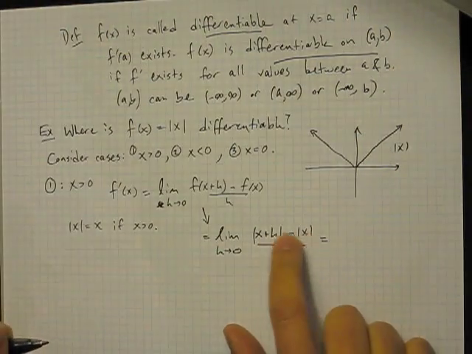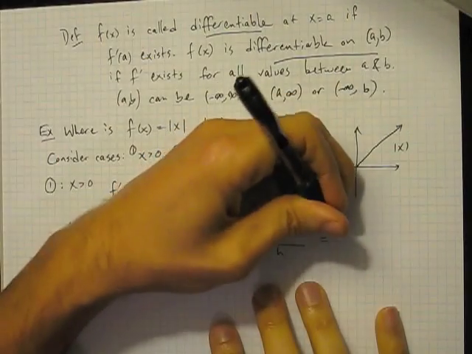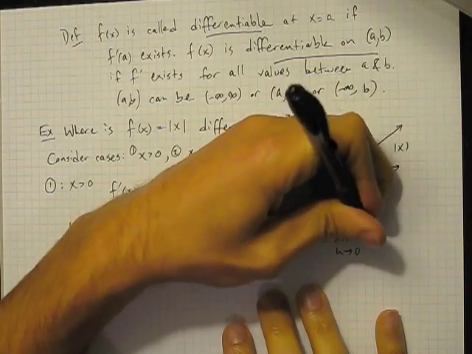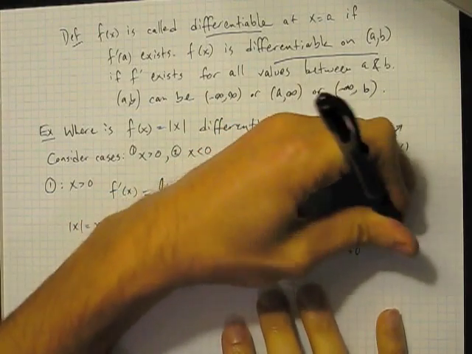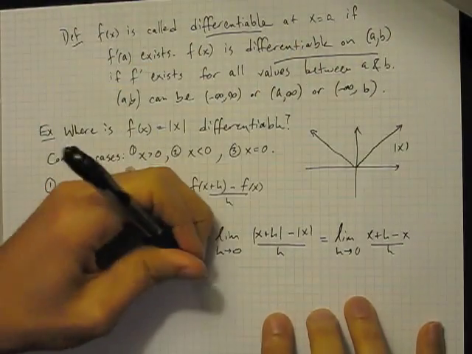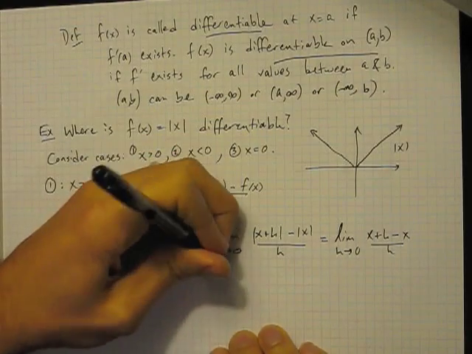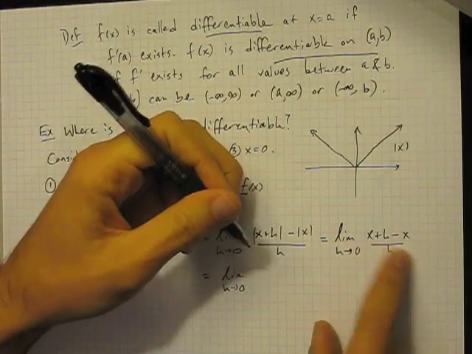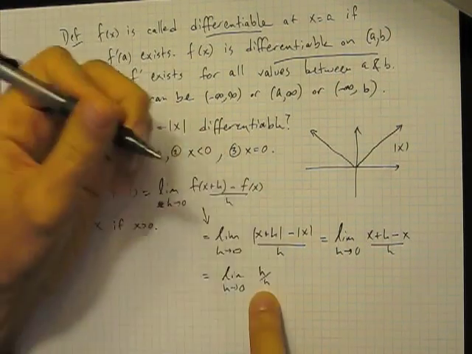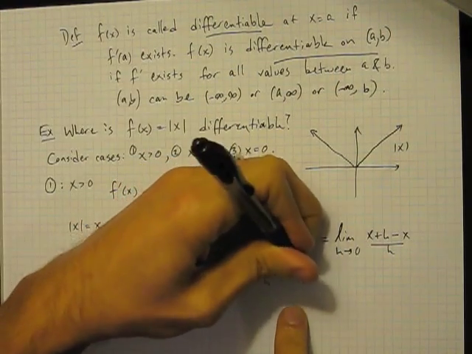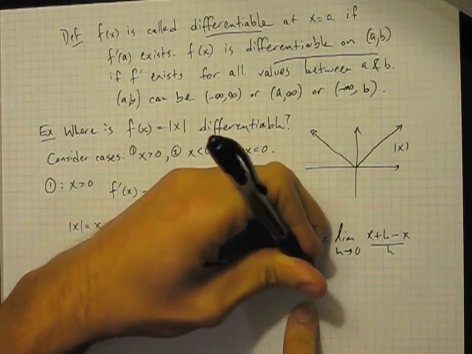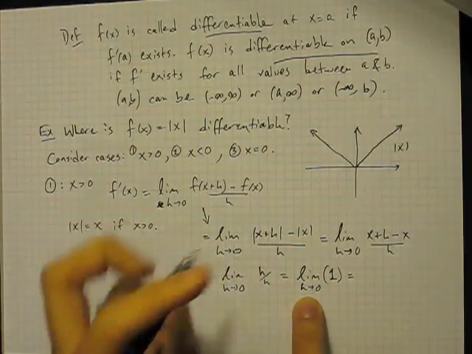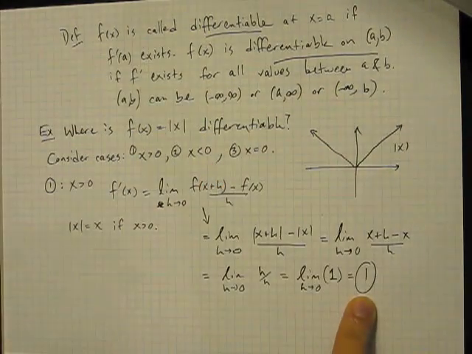These are all positive numbers inside of these absolute values, so we can just remove them. So we get x plus h minus x over h, which in turn is the limit as h goes to 0. The x's cancel, and we have h over h, which is just 1. So this is the limit as h goes to 0 of the constant function 1. There's no h's in there, so it doesn't depend on anything, so we get 1.